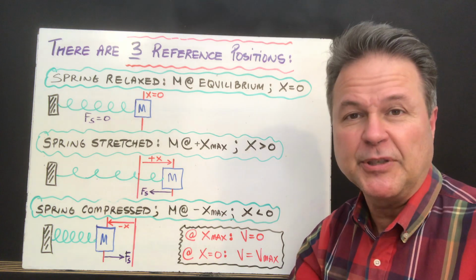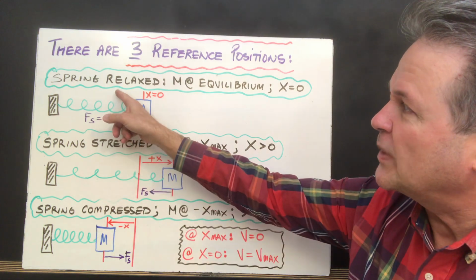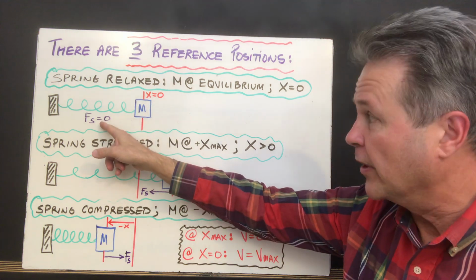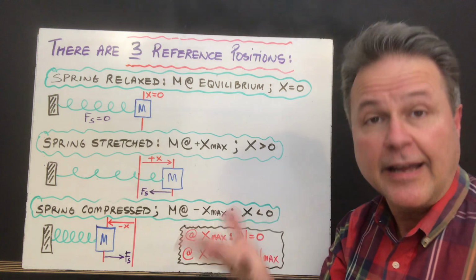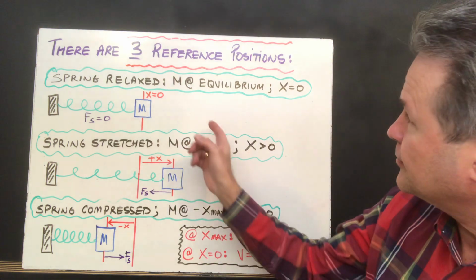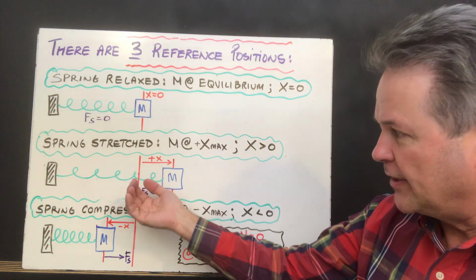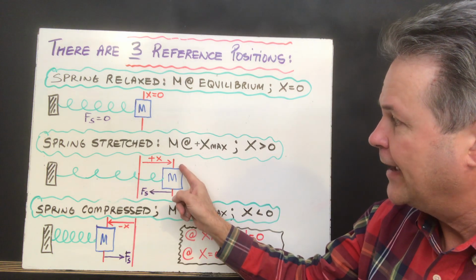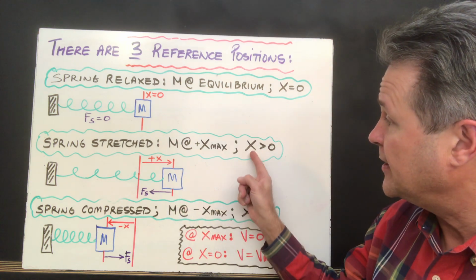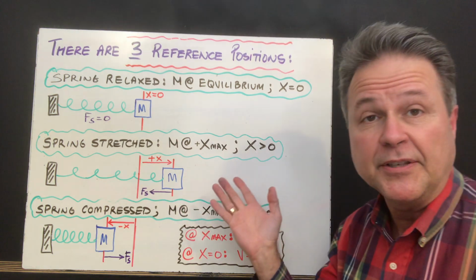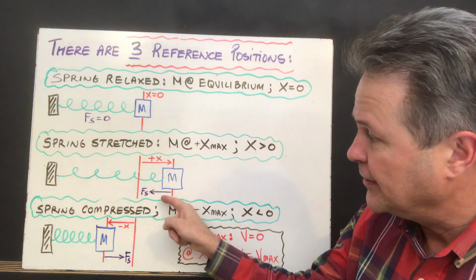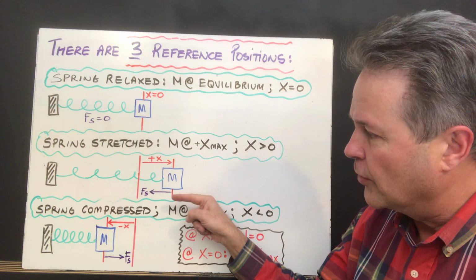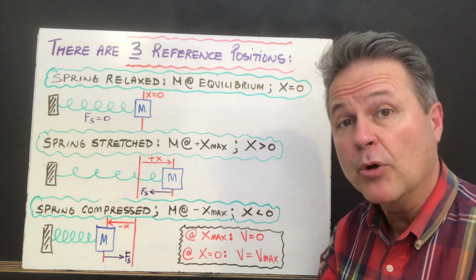So there are three reference positions. The first one is when the spring is relaxed. When the spring is relaxed, there is no spring force, and the end of the spring is located at the equilibrium position. When the spring is stretched, that means we pull it, the mass is located at what we call x max, and x is said to be greater than 0. It's a positive value. And you see that x is in the positive direction and the force is acting in the negative direction. They oppose one another.